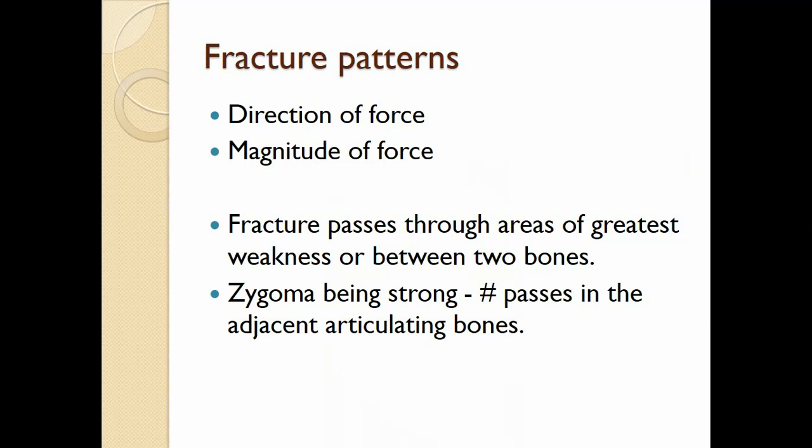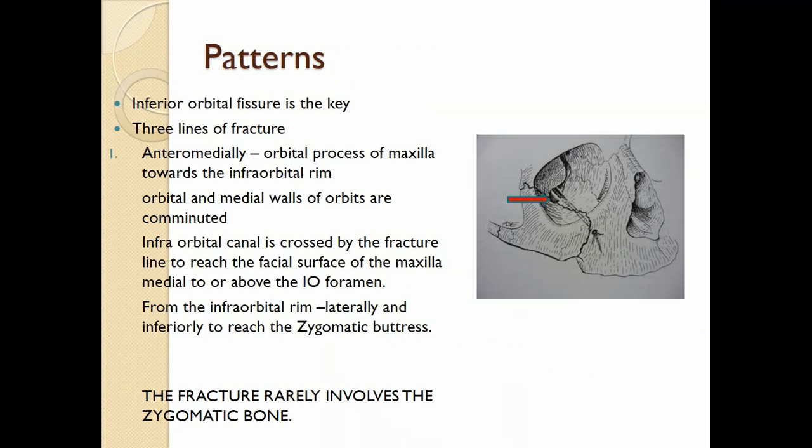The fracture passes through the areas of greatest weakness, or between two bones, mainly at the suture area or the weakest bone. These are the two areas where fractures are seen more. The zygoma being the strongest, fractures pass adjacent to the articulating bones, mostly seen in the fissure region. So in the pattern, first the inferior orbital fissure is the key part of the zygomatic complex fracture.